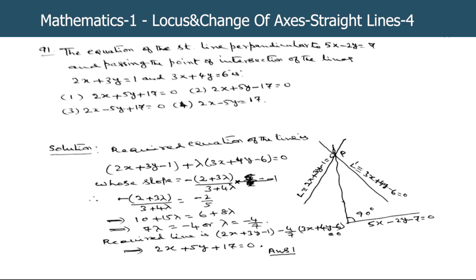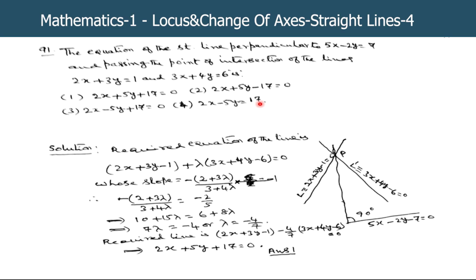Okay. 91. The equation of the straight line perpendicular to 5x minus 2y is equal to 7 and passing through the point of intersection of the lines 2x plus 3y is equal to 1 and 3x plus 4y is equal to 6 is: 2x plus 5y plus 17 equal to 0; 2x plus 5y minus 17 equal to 0; 2x minus 5y plus 17 equal to 0; and 2x minus 5y is equal to 17.